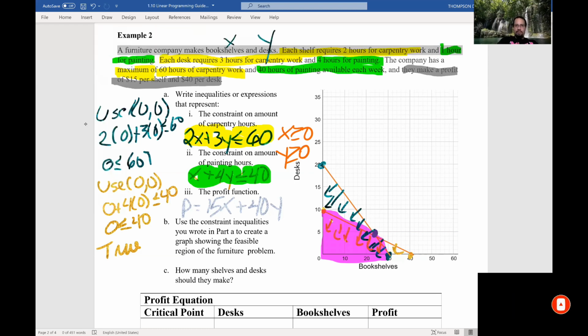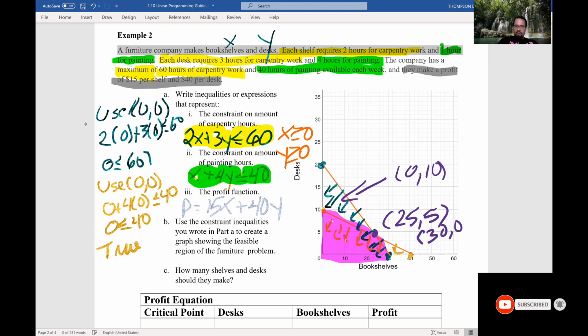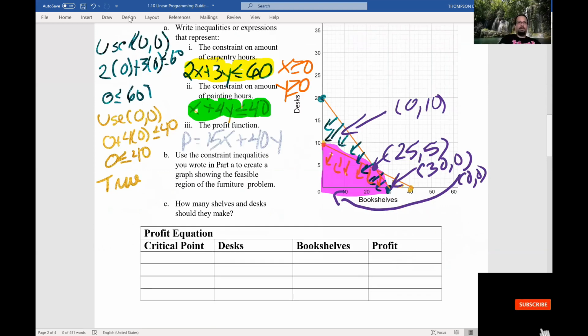So first thing we need to do is find our points of intersection. We have 0 and 10. It looks like 25 and 5. Looks like we have 30, comma 0. And then we have the origin, which is 0, comma 0. So now we're going to use this to figure out which one gives us the highest profit.